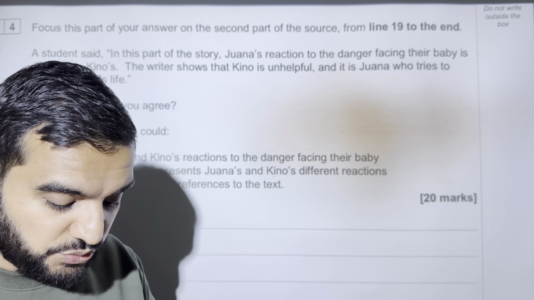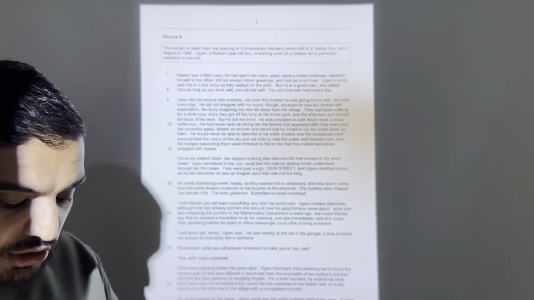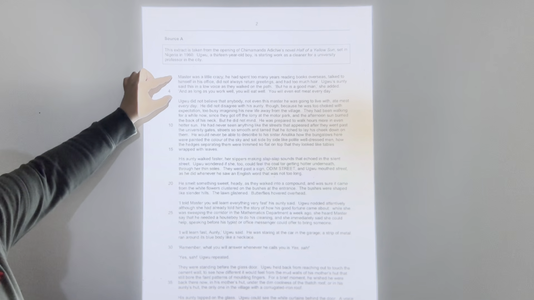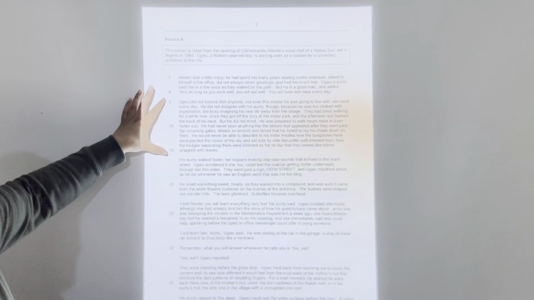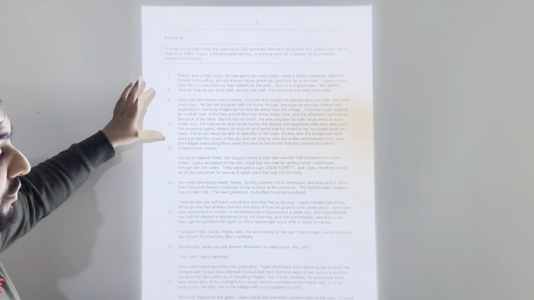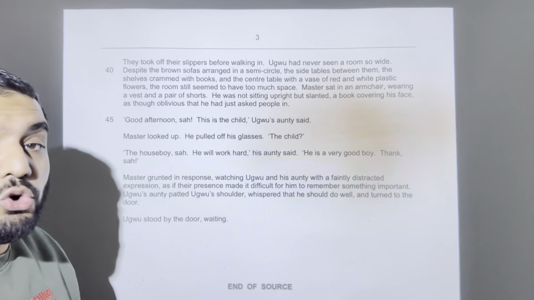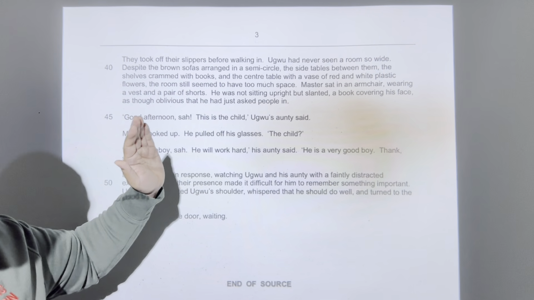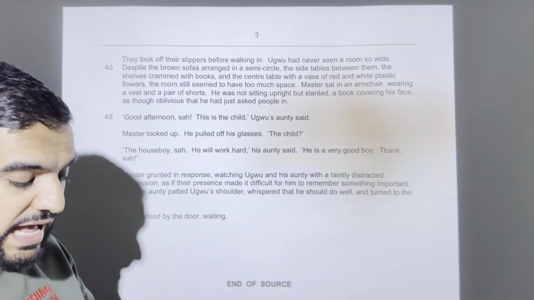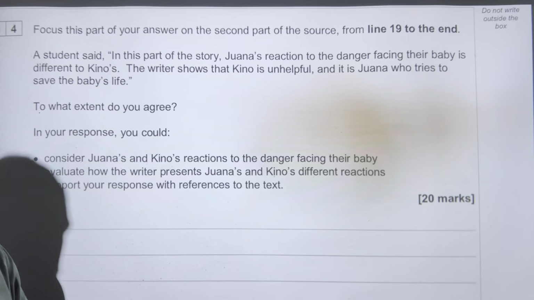So question 1 looks at the first couple of lines. Question 2 looks at the second paragraph normally. Question 3 looks at the entire source. And then question 4, guys, normally zooms in and looks at the last third. It looks at the ending. And question 4, guys, is worth 20 marks.